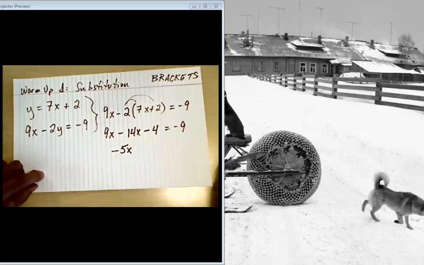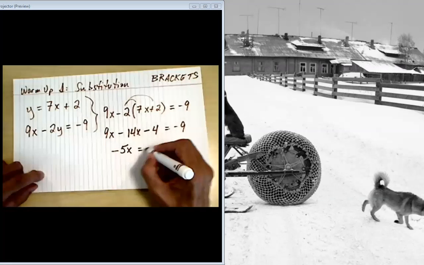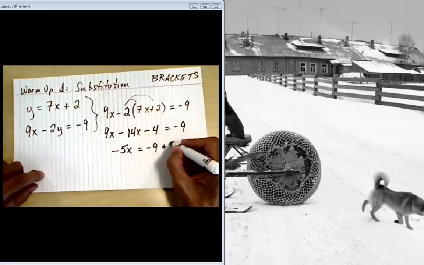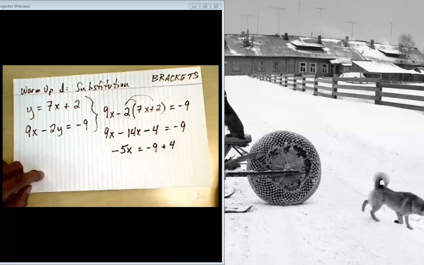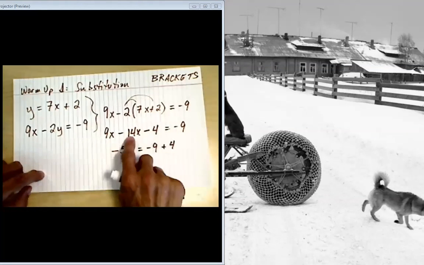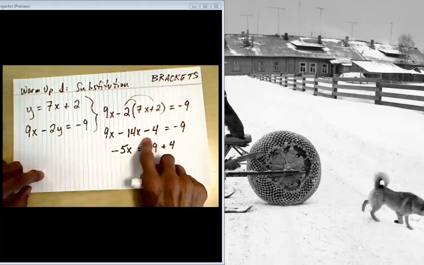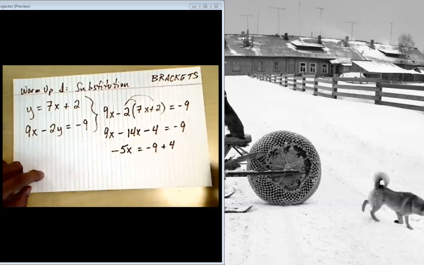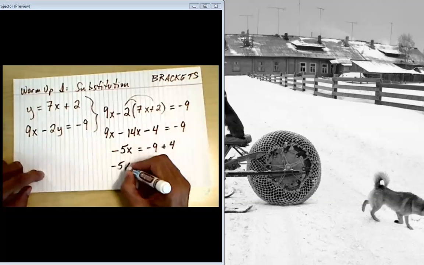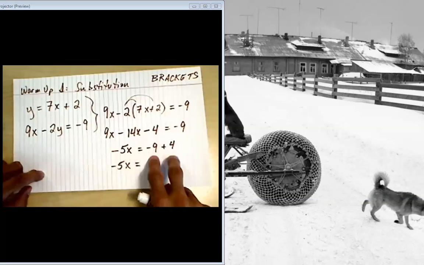Minus. Minus 5, yeah. Minus 5, because 14 is bigger, right? So keep that sign. Minus 5. 4 goes to the other side. So minus 5x is equal to, what do we get on this side?